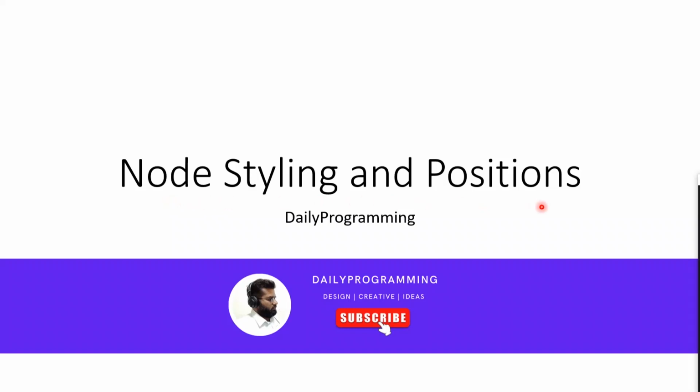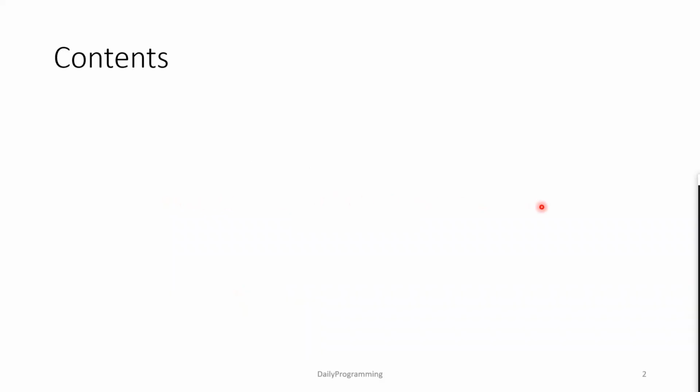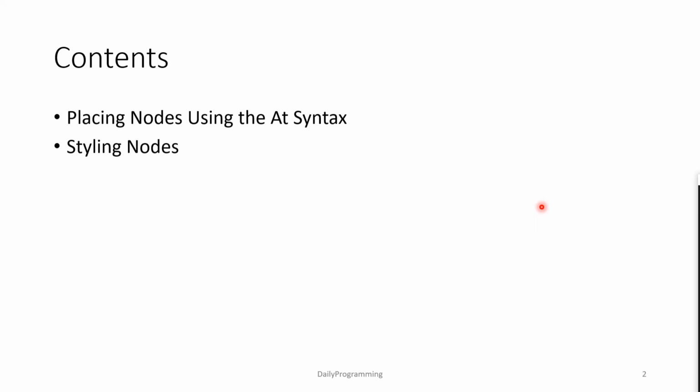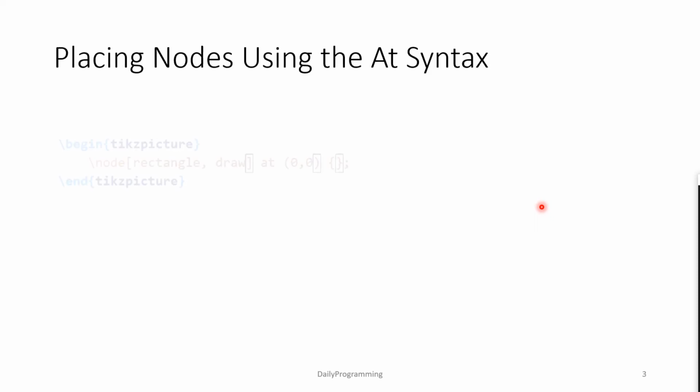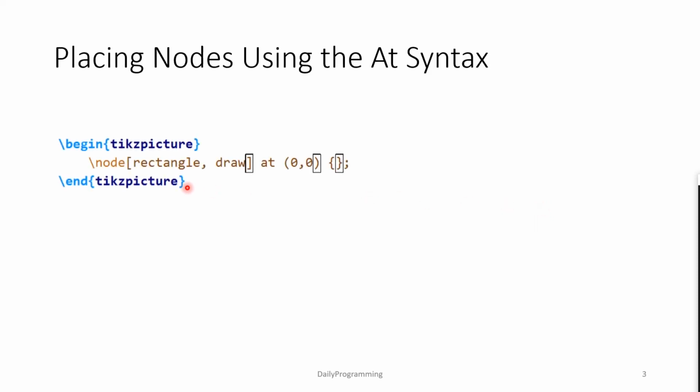Node styling and positions. Today's contents are placing nodes using the add syntax and styling nodes. The node can be placed at any point using the add syntax. For example, this node is placed at coordinate 0, 0. So it will look like this.